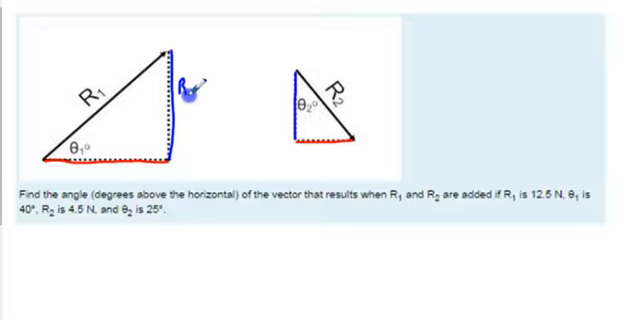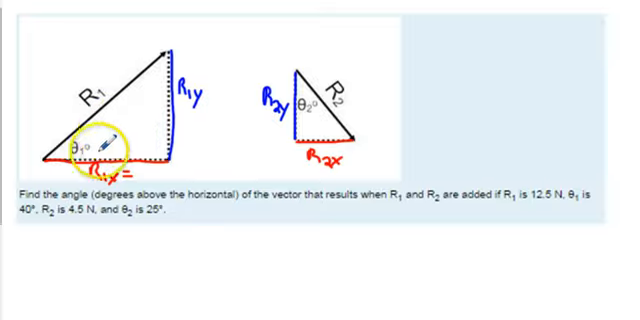and I'm going to label these guys. I'm going to call this R1 Y, I'm going to call this R2 Y, and I'm going to call this R1 X. I'm going to call this R2 X. Okay, now I'm going to give you some samples of how I would set up the math here.